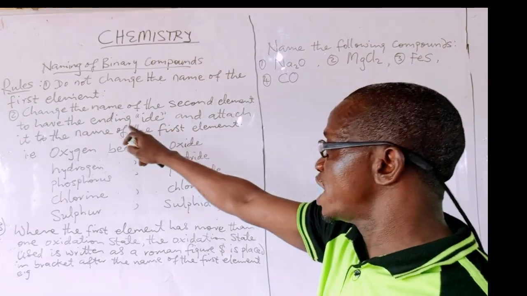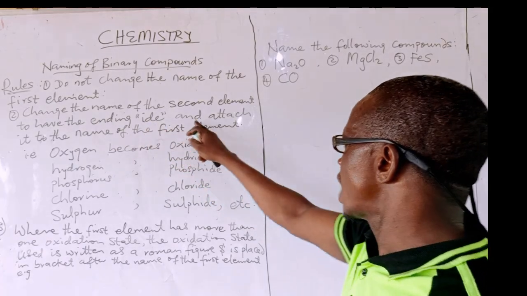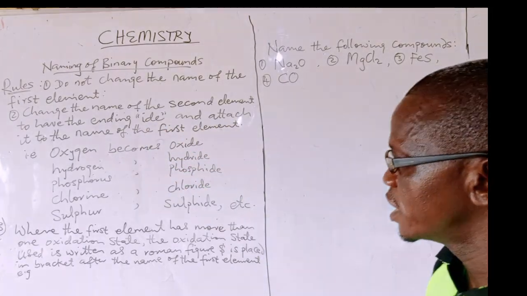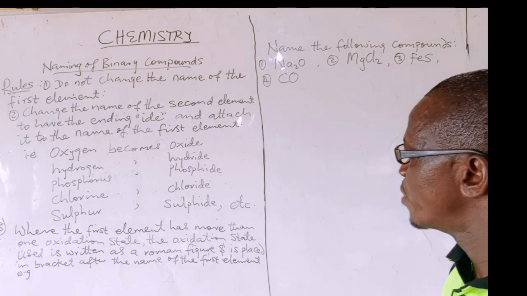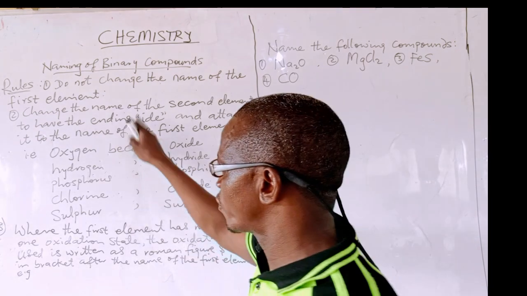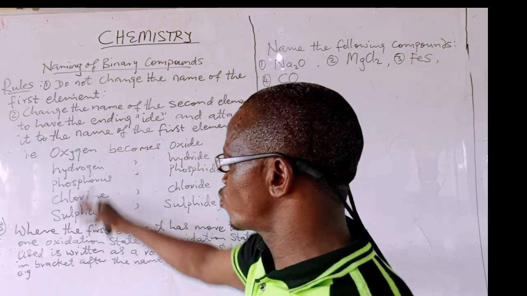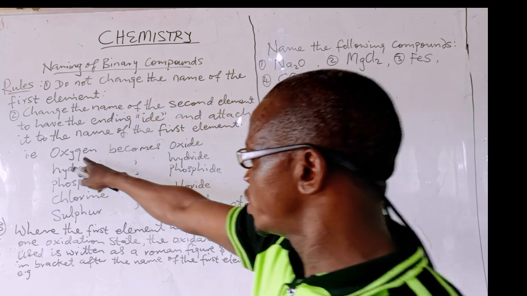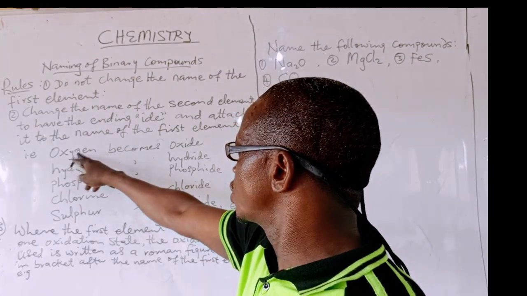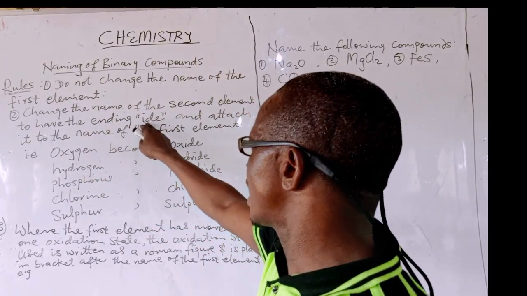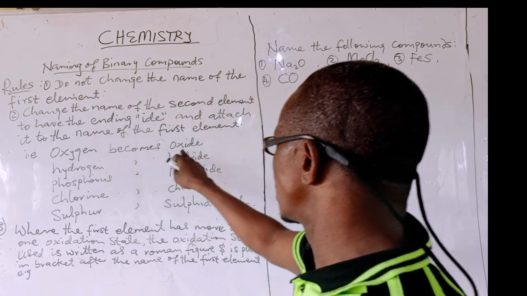Now, rule number two: change the name of the second element to have the ending IDE. Note it, to have the ending IDE and attach it to the name of the first element. An example of what I am saying on this point two: if it is oxygen, change oxygen to have the ending IDE and it becomes what?